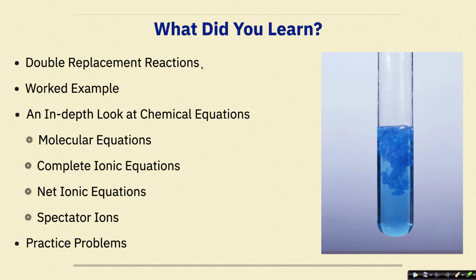So what did you learn? We did a quick review of double replacement reactions with a worked example. We did an in-depth look at chemical equations, specifically focusing on the definition of molecular equations, complete ionic equations, net ionic equations, and how to identify spectator ions, and then we did a bunch of practice problems.